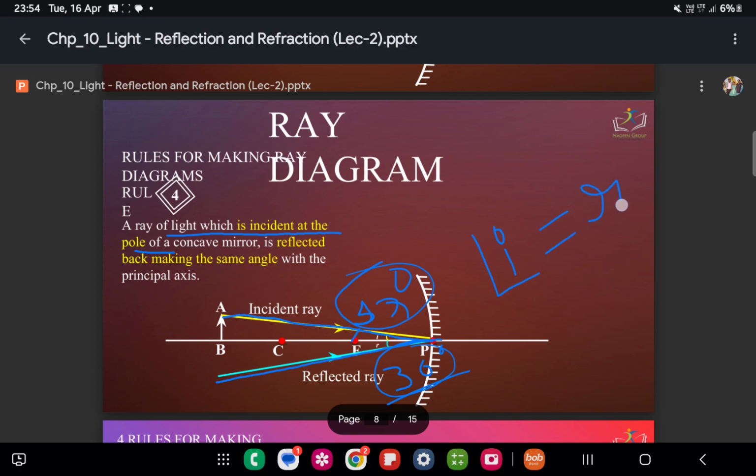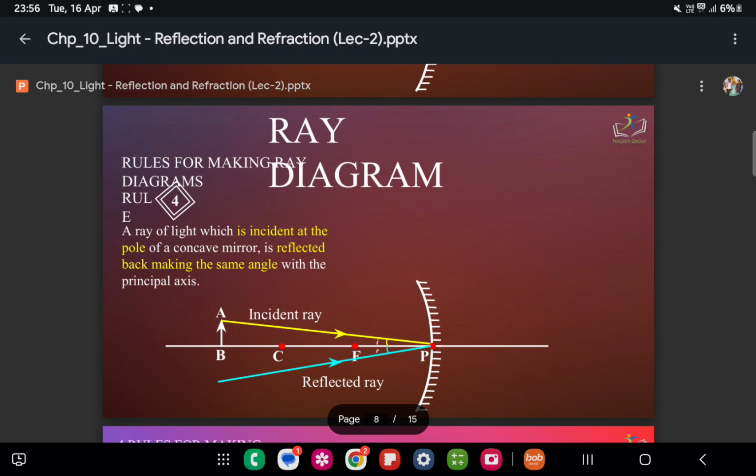Here we can see that the angle of incidence is equal to the angle of reflection. This rule is very important: any ray of light incident on the pole will reflect back making the same angle. Same angle means that the incident angle is the same as the reflected angle. These are all the four rules for drawing the ray diagram.